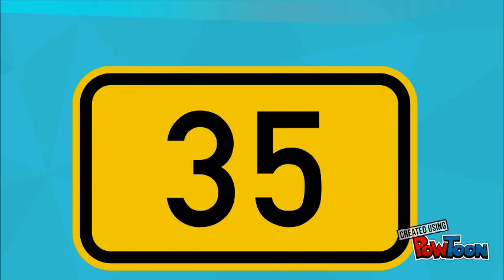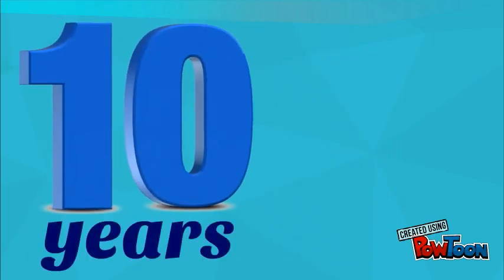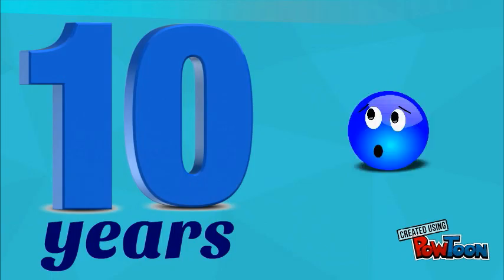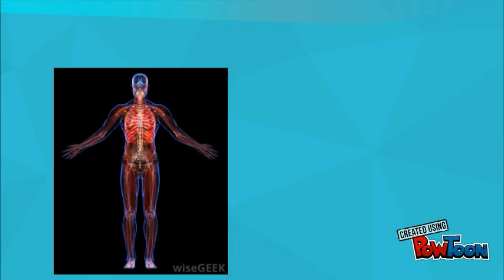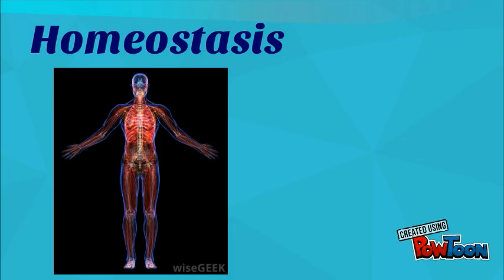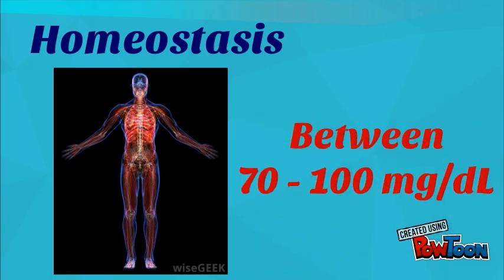It usually occurs in people older than 35 years and has a gradual onset. Most newly diagnosed patients have had the disease for as long as 10 years without treatment, and therefore have been at risk for serious complications before diagnosis. Remember, the body is trying for homeostasis, and for this, glucose should be between 70 and 100 milligrams per deciliter.